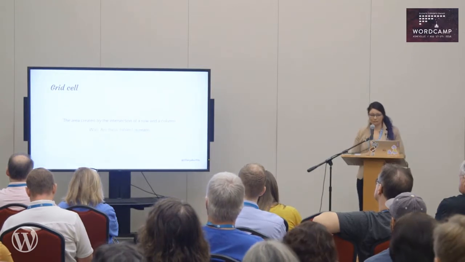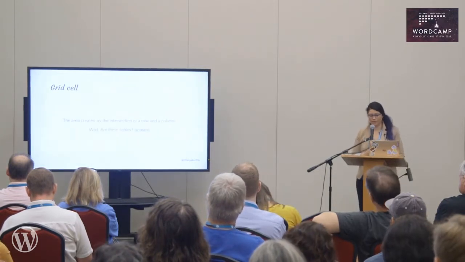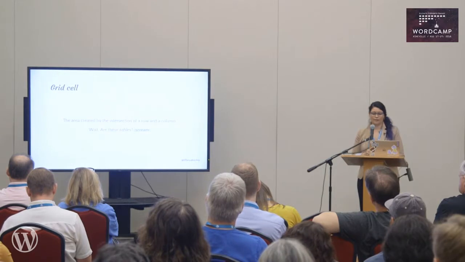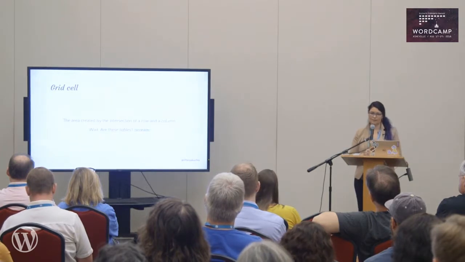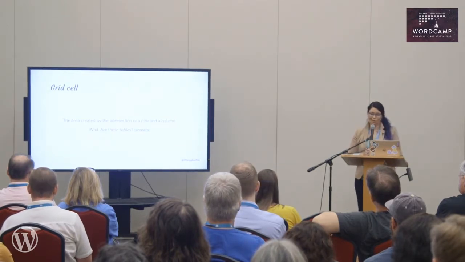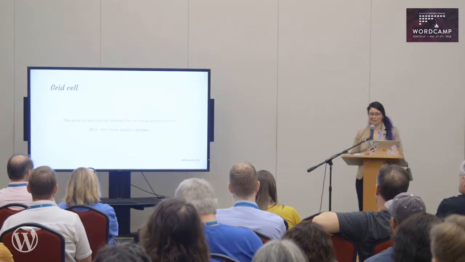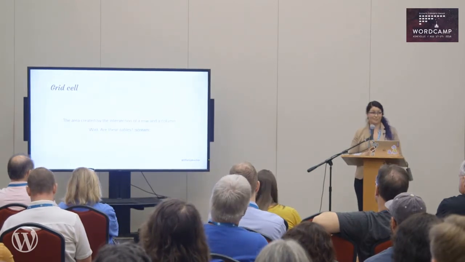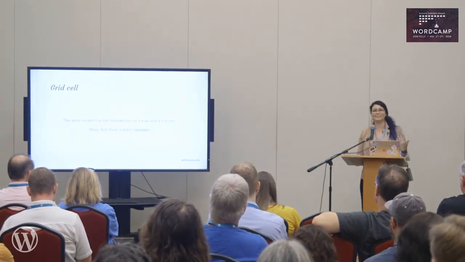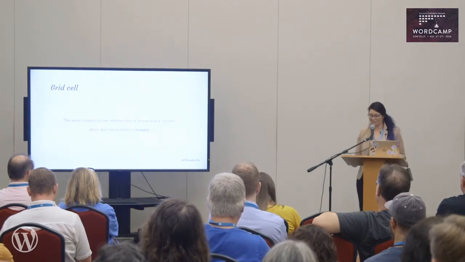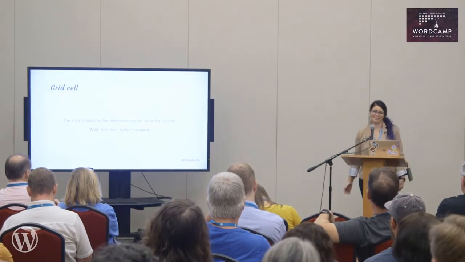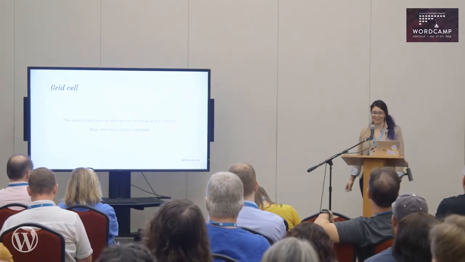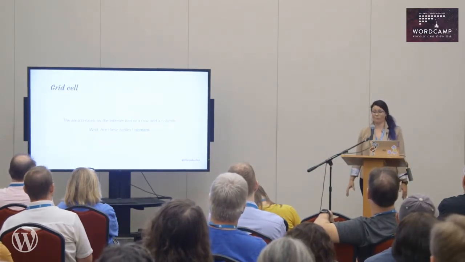So a grid cell, very much like tables, is the area that's created by the intersection of a row and a column. It's not a table. When I was first introduced to CSS Grid, I was told that it is basically just new tables. We're all going back to table layouts again, except they're better. It's not a table. It's like a table cell, but it is not a table.